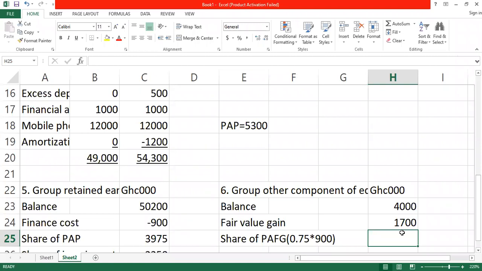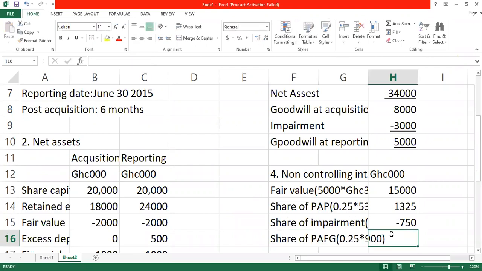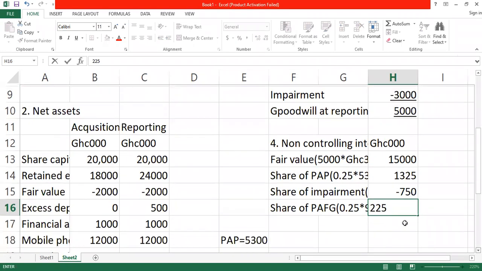It's how much? 675. So what will be the NCS share? 275. NCS share will be 25% of that. Just subtract the parent share from the 900. That will be 225. That is the NCS share.